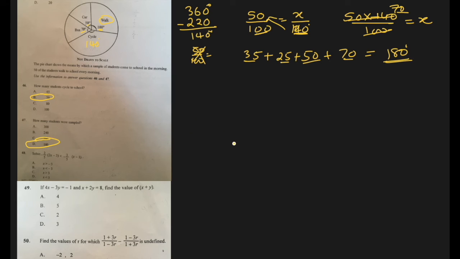D. Number 48. Solve this inequality: minus 2 over 5 times 2x minus 3 is less than negative 3 over 5 times x minus 1. First of all, we should get rid of this negative and this 5. Let's multiply both sides by negative 5. So this negative 5 will cancel with this 5 and this 5 are gone.